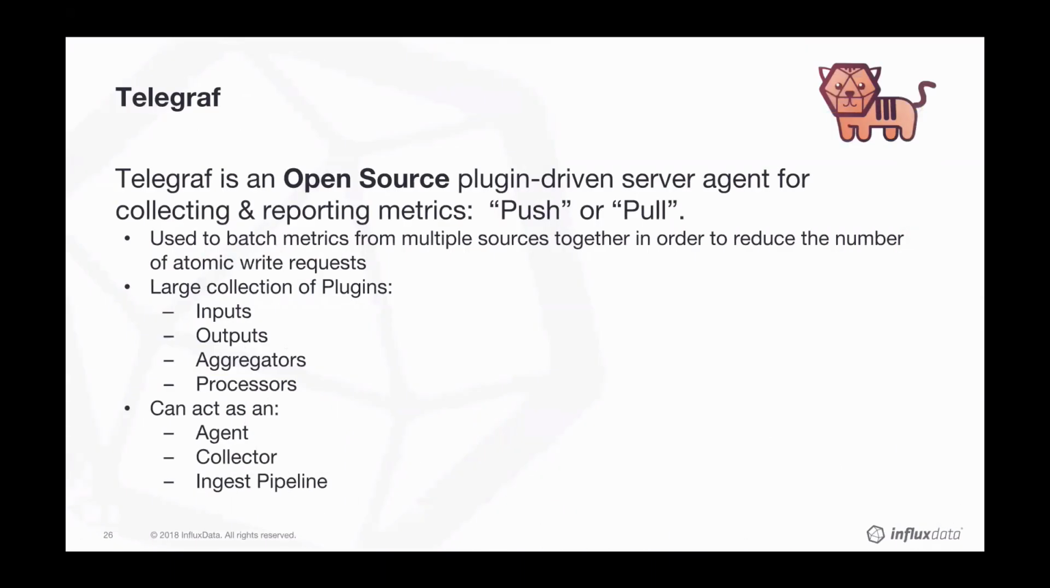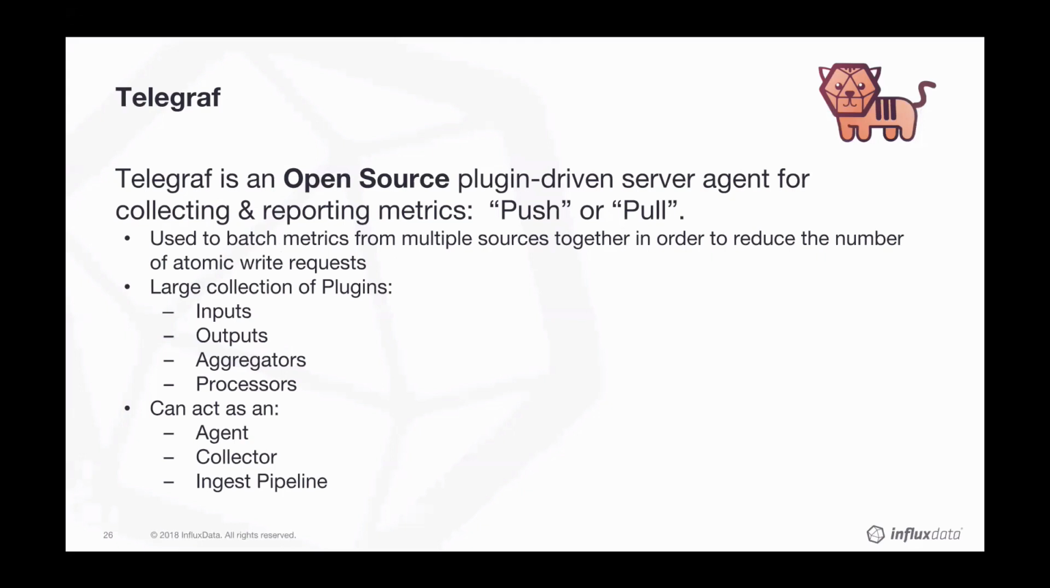Let's talk some more about Telegraf. I went over this a little bit earlier, but Telegraf is an open source, plugin-driven server agent for collecting and reporting metrics. It's push and pull agnostic, so you can use either one. And you can batch metrics from a lot of different sources in order to reduce your number of atomic write requests. So that helps reduce your load. Also a lot of people like to use Telegraf in a fan-out pattern and use a lot of different Telegraf agents that are collecting data from a lot of different sources. So you can do that too.